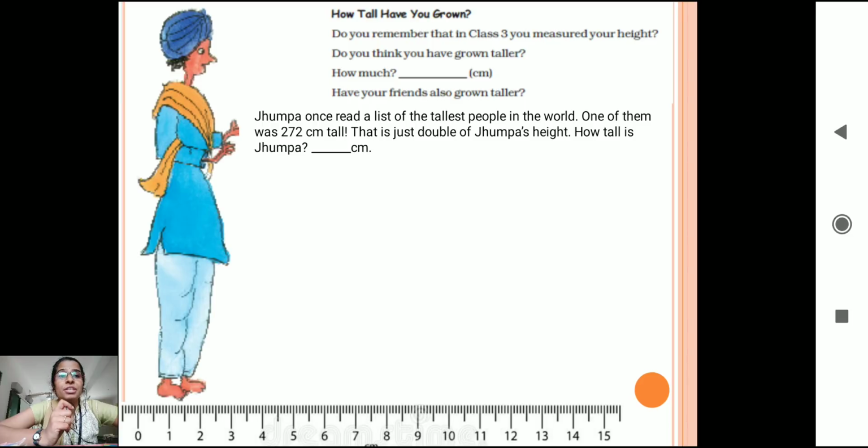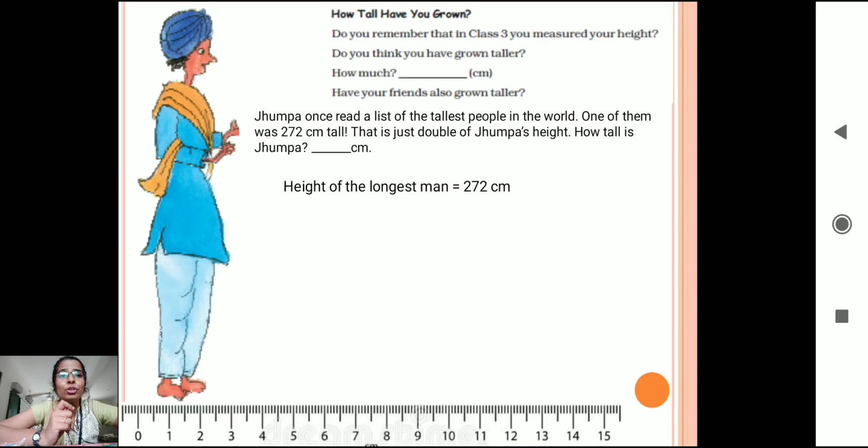He was 200 centimeter taller. So that is just the double of Jumpa's height. Now Jumpa's height means that Jumpa had how much height? He was half of this person, that is 272. What is half of this? So how tall will be Jumpa?